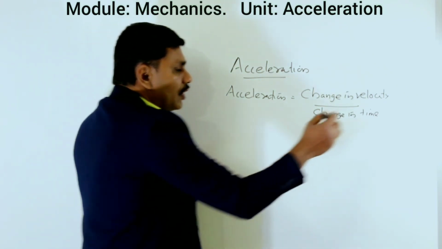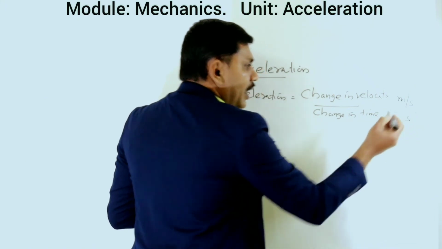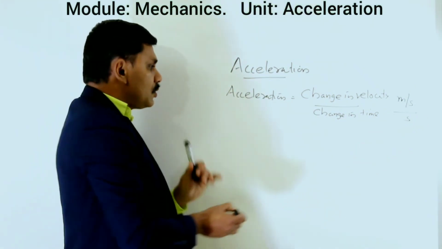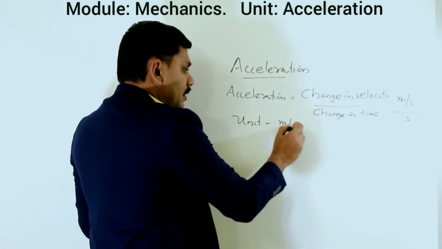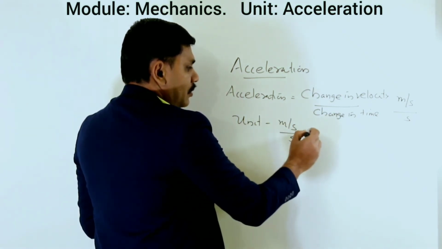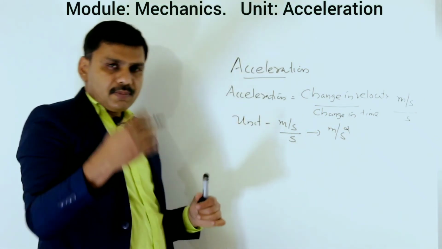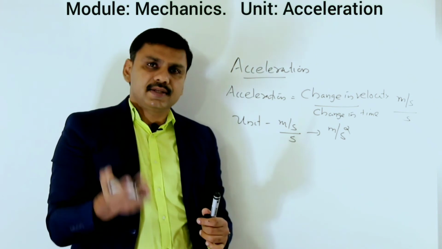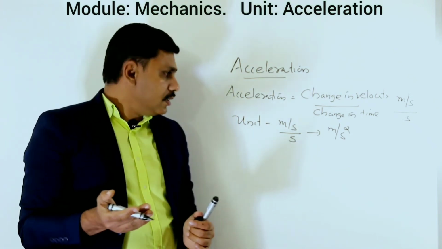What is the unit of velocity? That is meter per second. Then what is the unit of time? That is second. So the unit of acceleration is meter per second divided by second, or meter per second square. Meter per second square is the unit of acceleration.